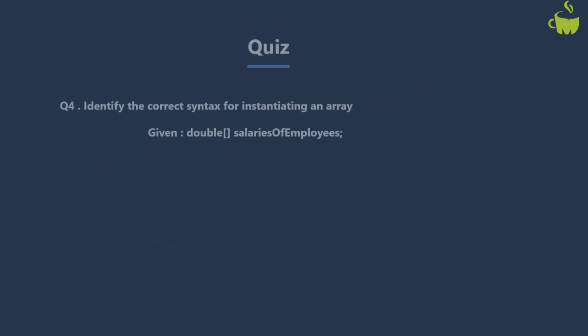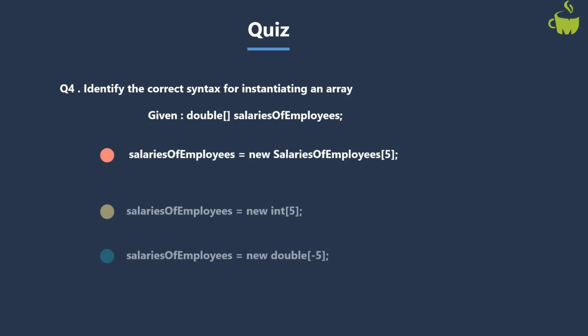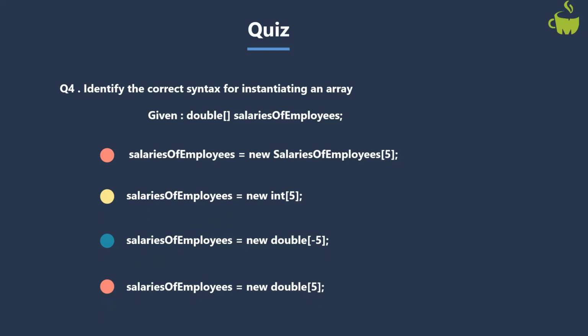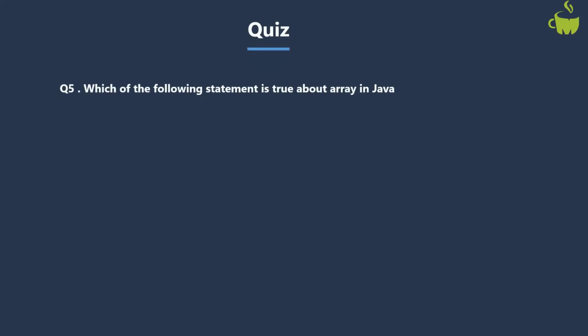Fourth question, identify the correct syntax for instantiating an array. Given double integer array salaries of employees, and here are the options. Pause it for a minute and answer this question in the comment section below. Question number 5, which of the following statements is true about arrays in Java? Here are the options.